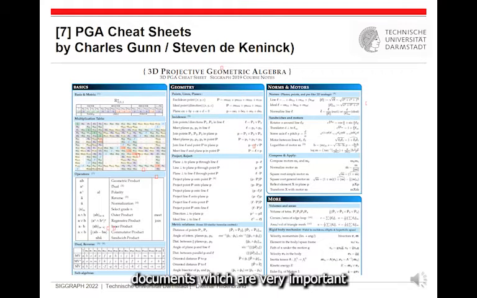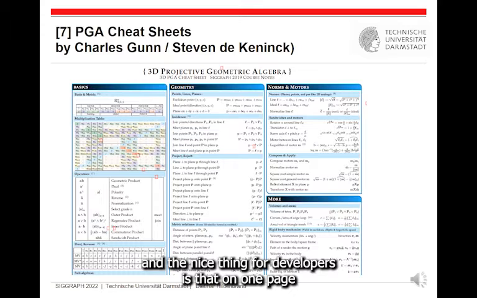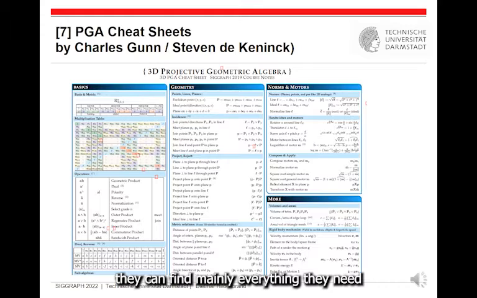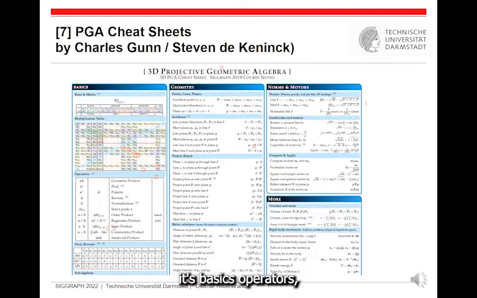Documents which are very important for developers are the PGA cheat sheets that you can also find on the bivector.net page. They are part of the SIGGRAPH 2019 course notes. And the nice thing for developers is that on one page they can find mainly everything they need to develop their applications. In this case, for the 3D projective geometric algebra, its basics, operators, how to deal with geometry, and so on.